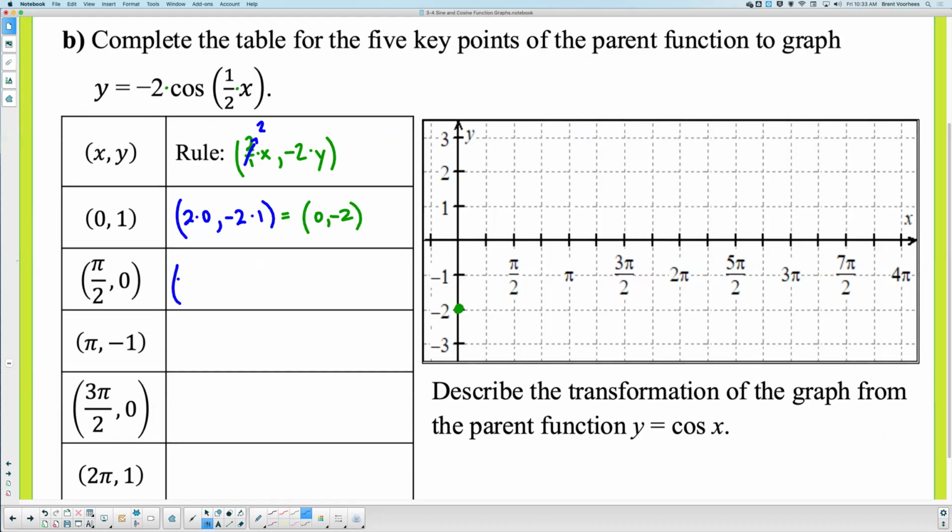Next, I take 2 and I multiply that times pi over 2. And then I take -2 and I multiply that times 0. What is 2 times pi over 2? Those cancel out and you're left with pi and 0. At pi, we have 0.